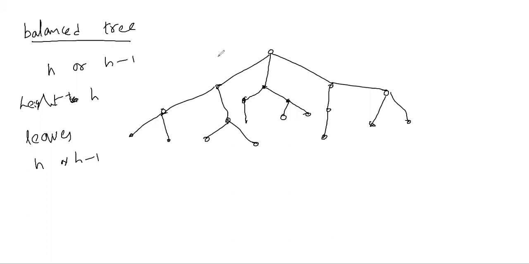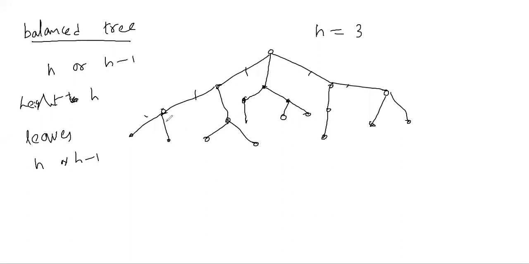For example, when you come to this tree, what is its height? For height you have to check the longest path: 1, 2, 3. Therefore the height of this tree is 3. So now you have to check whether all leaves are at height 3 or h minus 1.